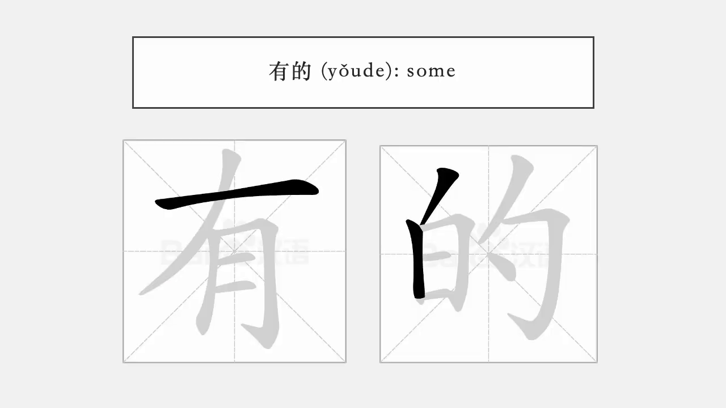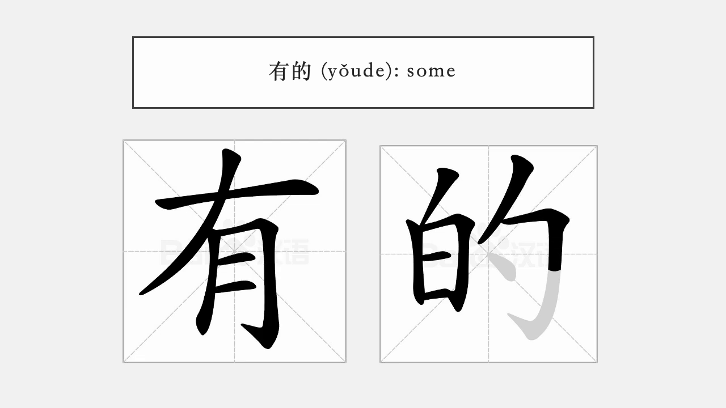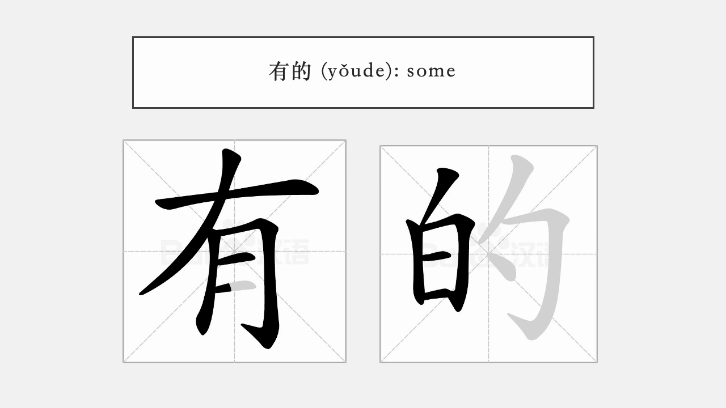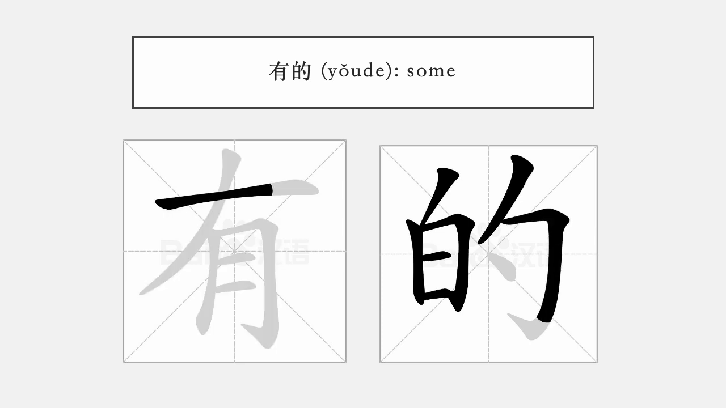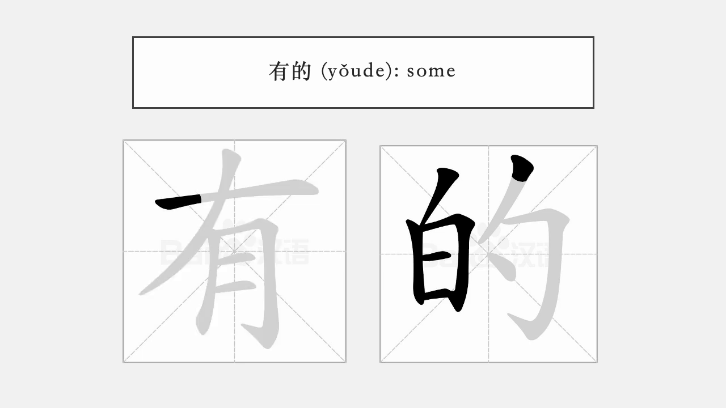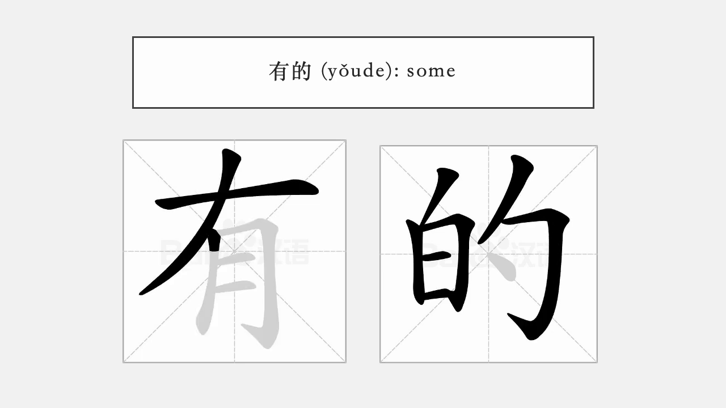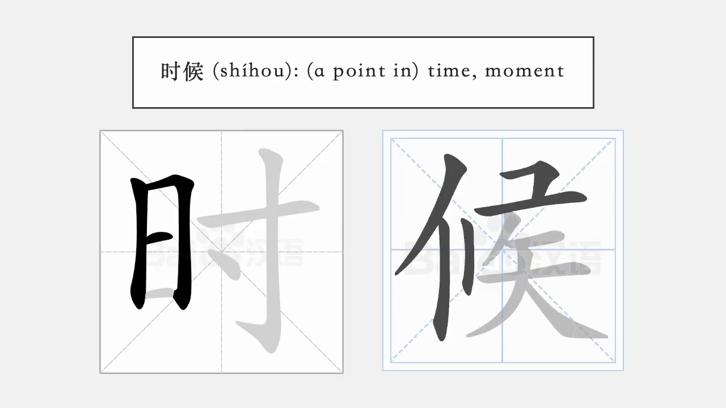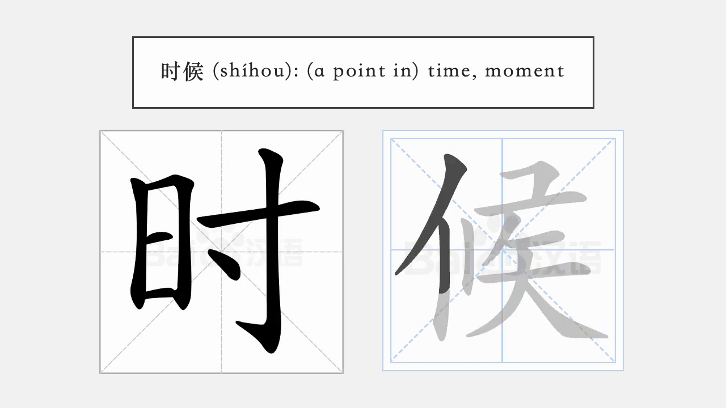Once you feel comfortable with the grammar points for next class and feel pretty good about understanding the assigned vocab words and pronouncing the assigned vocab words using the correct tones, and you can read the dialogue on your own, it's now time to start practicing writing the characters. So number 1, 有的，有的, meaning some. 时候，时候, meaning a point in time, a moment.